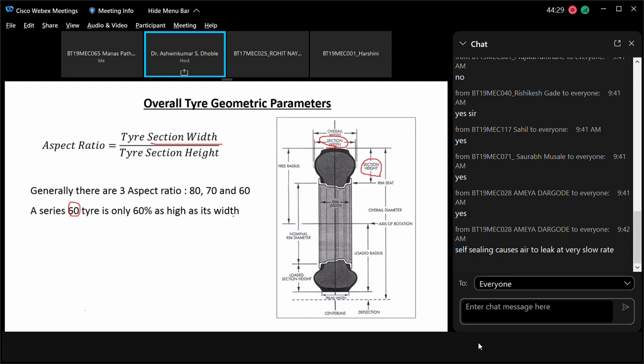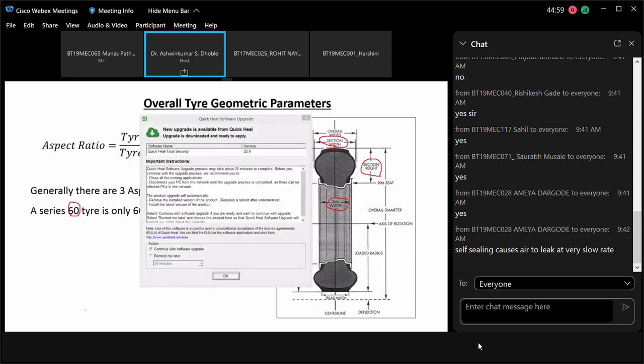So now this is the cross section of the tire. This figure we should draw by our own hand. So please make a practice of drawing this figure, because this sketch is very important to draw if you are discussing the tire. So it is a wheel. This is the rim part, and on this rim, this black color part is basically the tire.